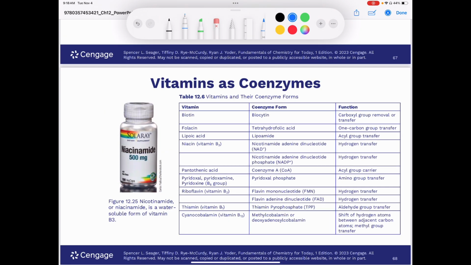Like metal ions, small organic molecules that act as coenzymes bind reversibly to an enzyme and are essential for its activity. An interesting feature of coenzymes is that many of them are formed in the body from vitamins, which explains why it is necessary to have certain vitamins in the diet for good health. And you can see a bunch of different vitamins here, and you see their coenzyme forms.